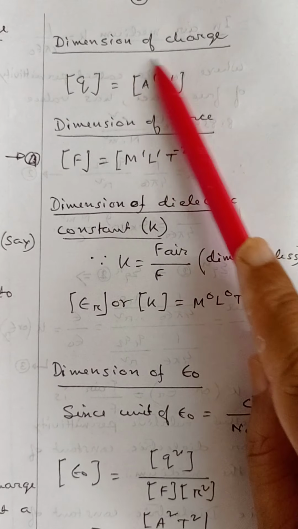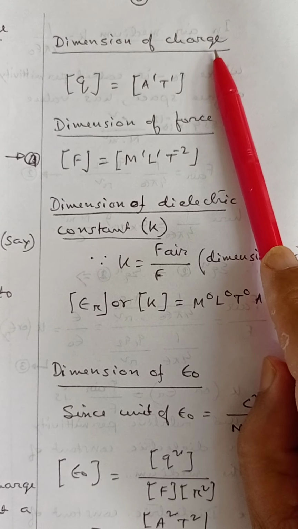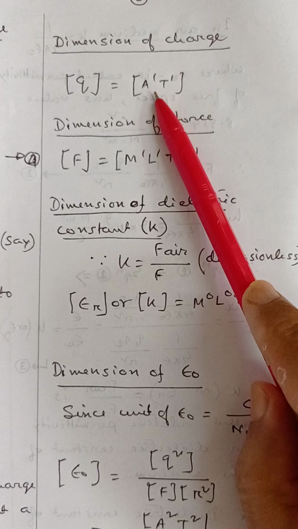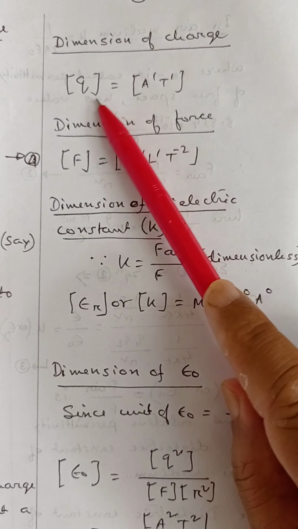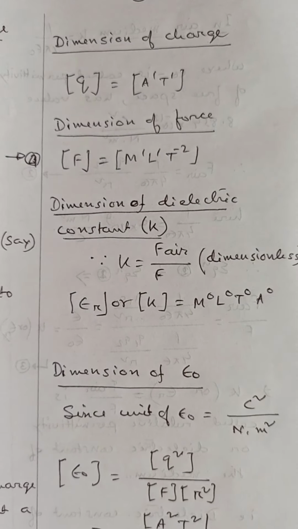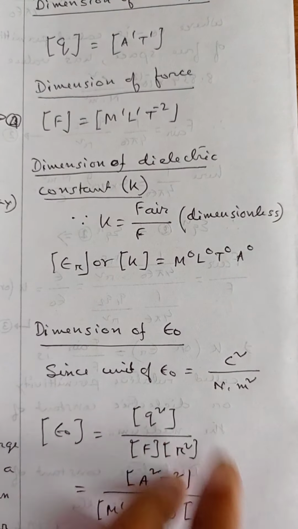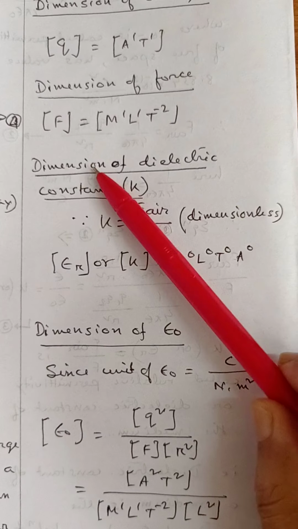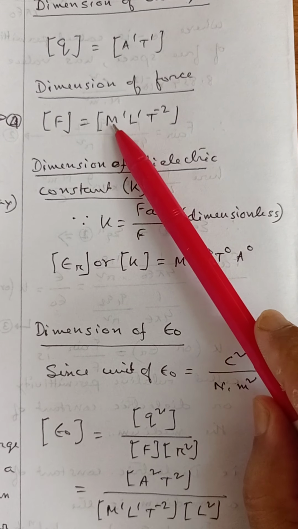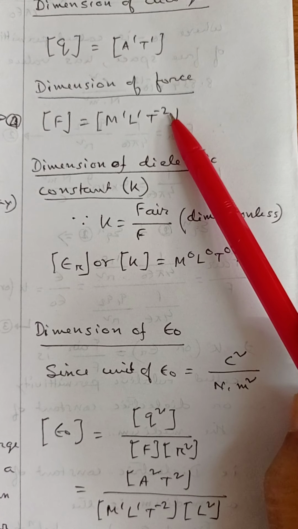So what is the dimension of charge? Charge is not a fundamental quantity. Current is a fundamental quantity. We already discussed it in HS first year. So the dimension of charge is A1 T1. What is the dimension of force? It was already discussed in HS first year. The dimension of force is M1 L1 T to the power minus 2.